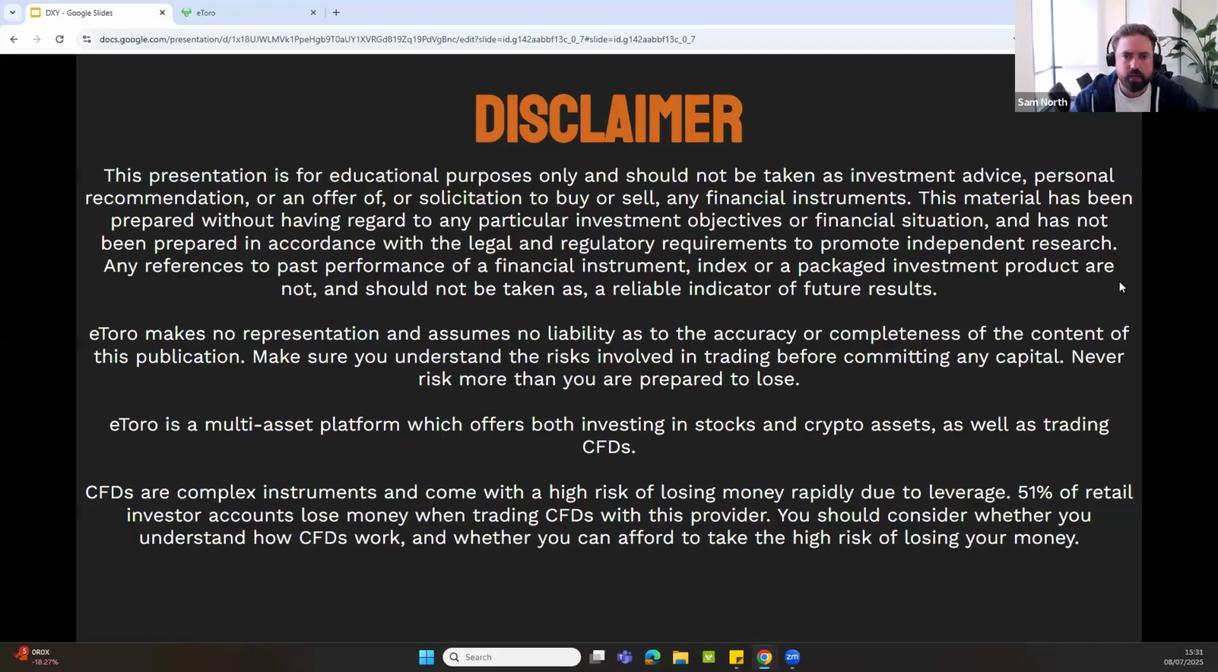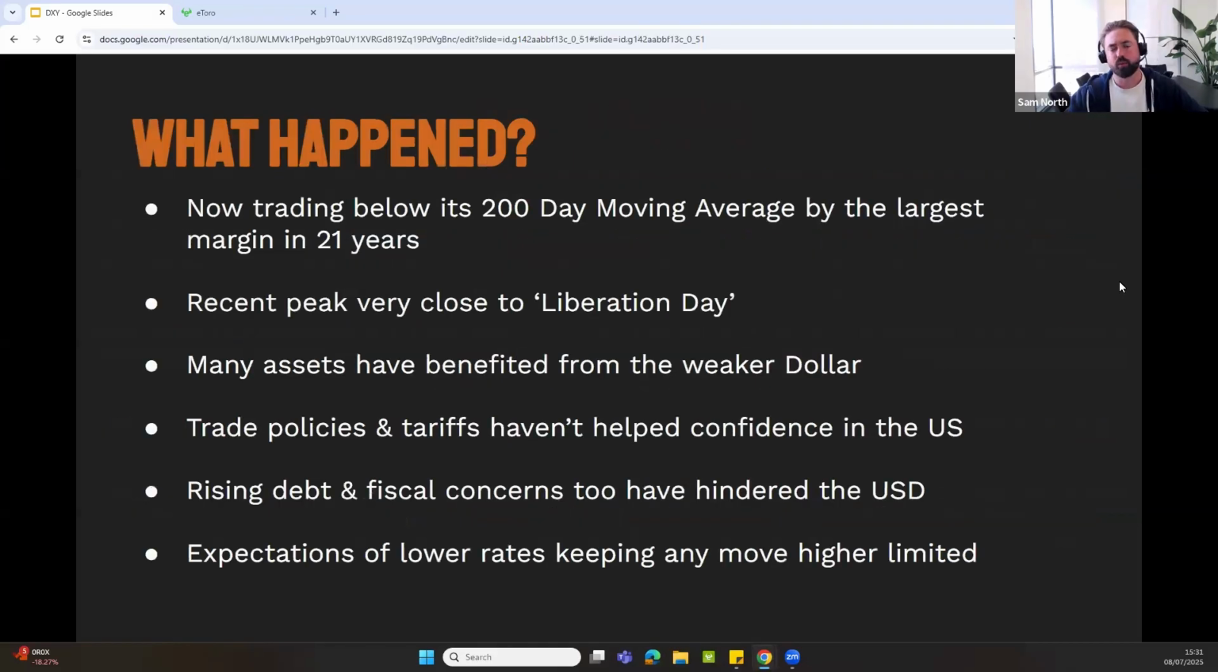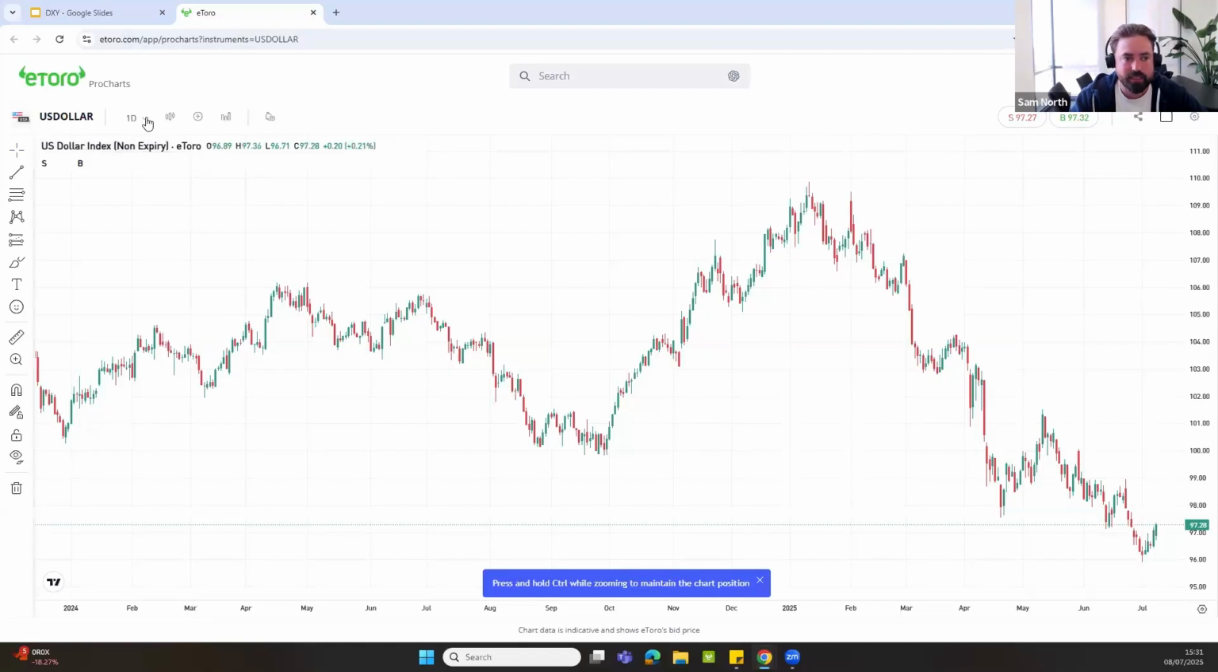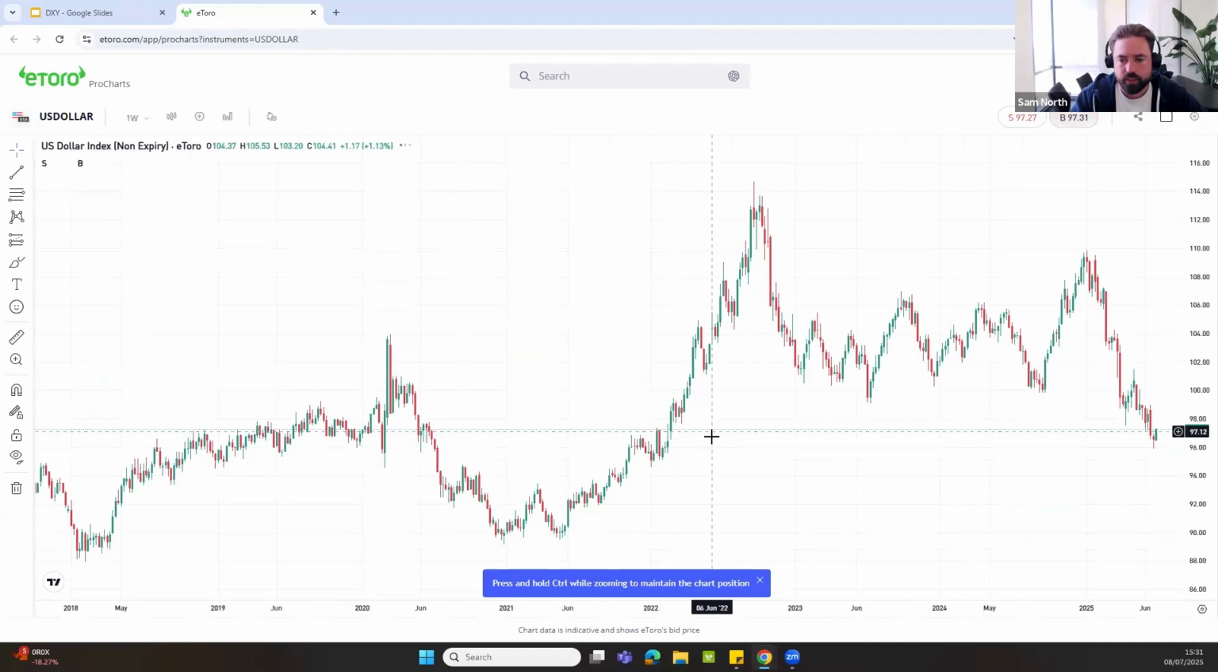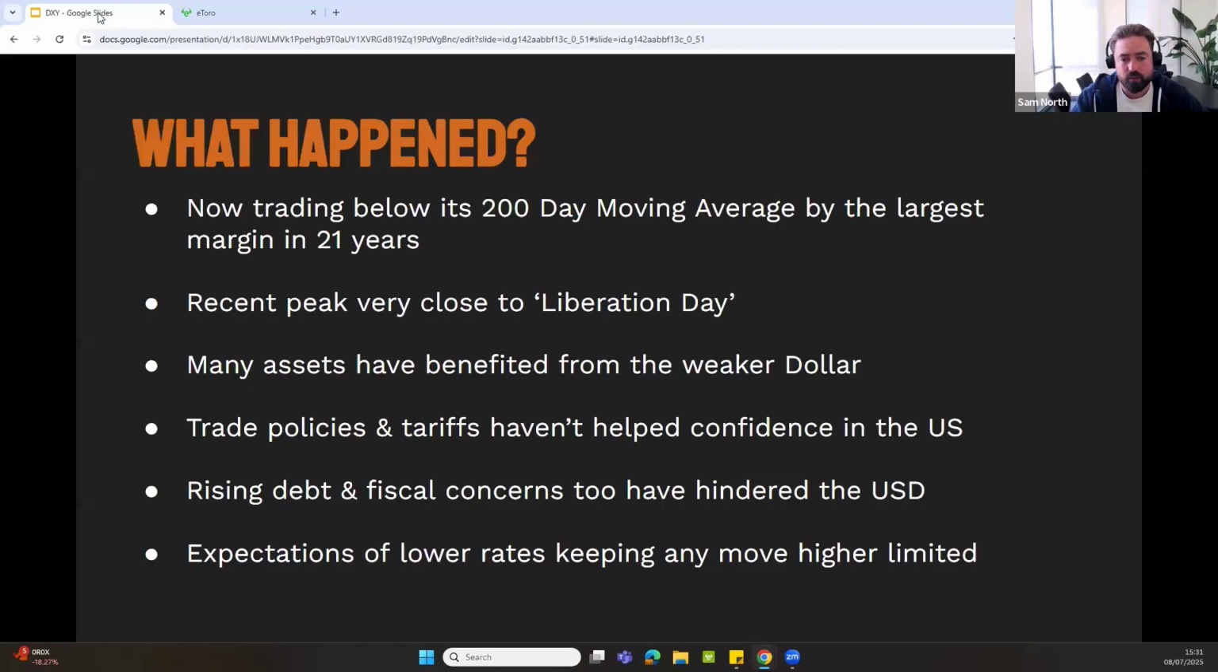As always with the Trader Talks, we discuss what has happened first. Interestingly, the dollar index has been trading below its 200-day moving average by the largest margin in 21 years. Pretty incredible when you actually think of it like that. And also, it's the lowest it has been just from a price point of view. Or last week, it got to the lowest price it had been at since February 2022.